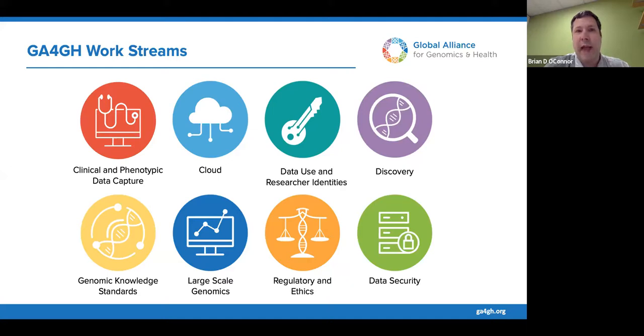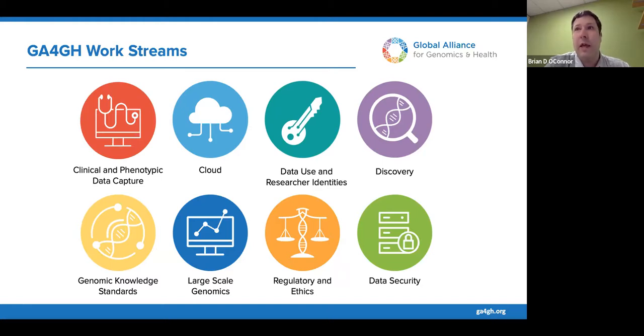There's clinical and phenotypic data capture. There's genomic knowledge standards, large-scale genomics. You'll know the previous two from things like the VCF standard, the CRAM file. I know many of us on the call may be familiar with these genomic file formats, regulatory and ethics, data security, discovery. Discovery workstream is looking at how we discover data across systems in a standardized way. Data use and researcher identities. This is how a researcher is identified and their authorizations can be shared between systems. And last but not least, the cloud workstream, which myself and David Glazer co-lead.